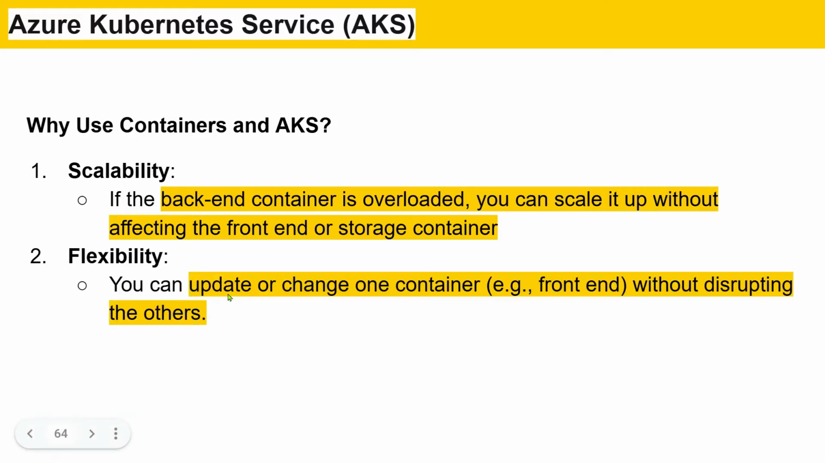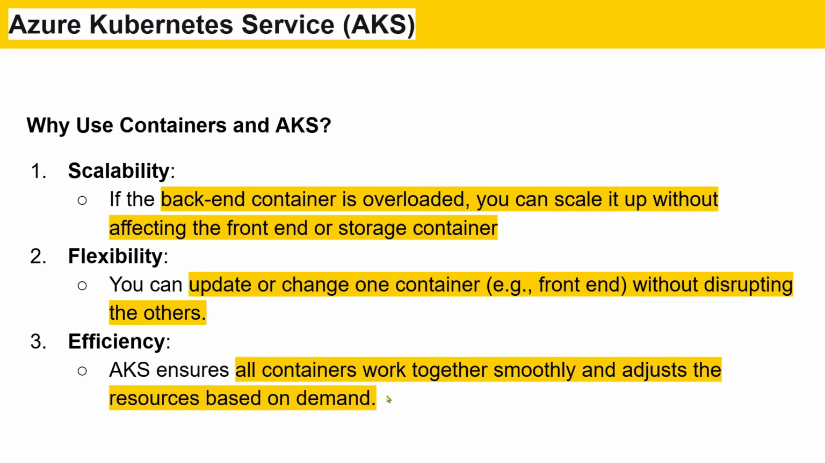Flexibility: you can update or change one container, for example the front end, without disrupting others. So that is the flexibility you get. Efficiency: Azure Kubernetes Service ensures all containers work together smoothly. Now what is AKS doing here? AKS is managing everything, right? It ensures all containers work together smoothly and adjusts these resources based on demand.